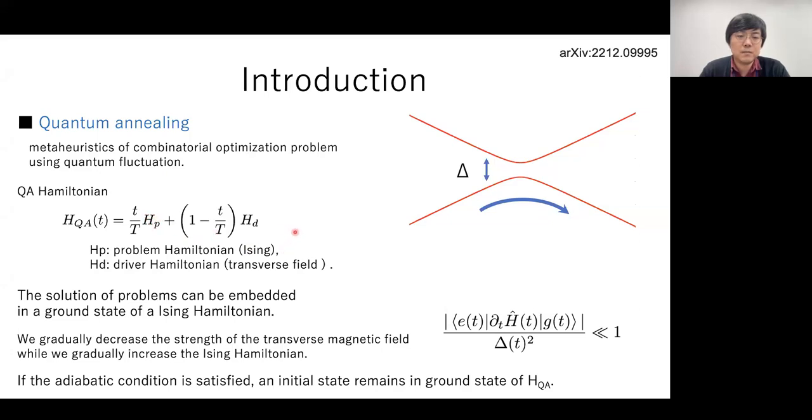And if we prepare the initial state as the ground state of the driver Hamiltonian, and we gradually decrease the strength of the transverse magnetic field while we gradually increase the Ising Hamiltonian, if the adiabatic condition is satisfied, the initial state remains in the ground state of the QA Hamiltonian. So then we can obtain the solution of the combinatorial optimization problem.